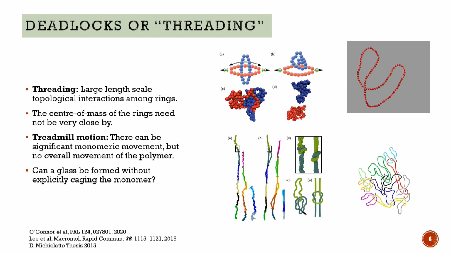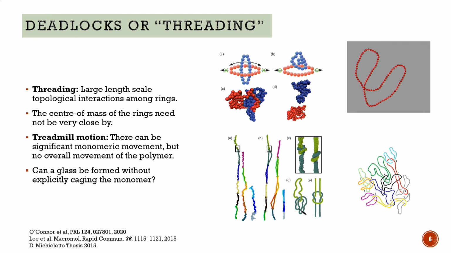For example, there is threading. Threading is special to ring polymers; you cannot see this kind of mechanism in linear polymers. What happens is that you have two ring systems that are interlocked through large length-scale topological interactions. For example, if you put this ring in between these rings, and these rings want to move, they cannot move because this ring is in the way.